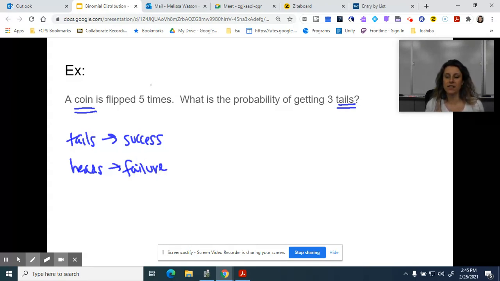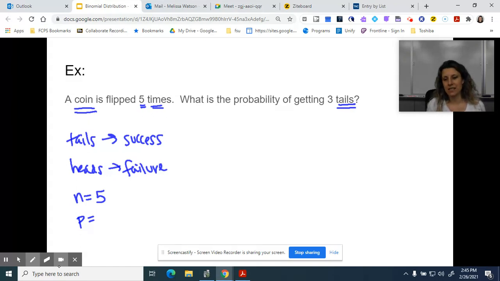So yes, it does have 2 outcomes that we can label as success and failure. We have to have a fixed number of trials. That's going to be represented by the letter n. We do know how many times we're flipping the coin. It's 5 times. So we do have a fixed number of trials. We have to have independent events. So if we think about flipping a coin, just because we got a tail on the first flip does not influence our next flip. So they are independent. And then the last one, our probability of success for one trial has to stay the same from flip to flip, which again, since it's independent, the probability is not going to change.